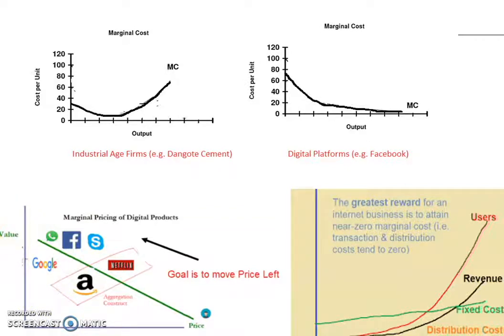So when a company has that, the company has a very good reward. So the greater reward for an internet business is to attain near zero marginal cost. That is when the transaction costs and distribution costs tend to near zero. It means that the number of users is ramping up even though the distribution and the transaction costs, which are the elements of the marginal cost, actually stay flat.